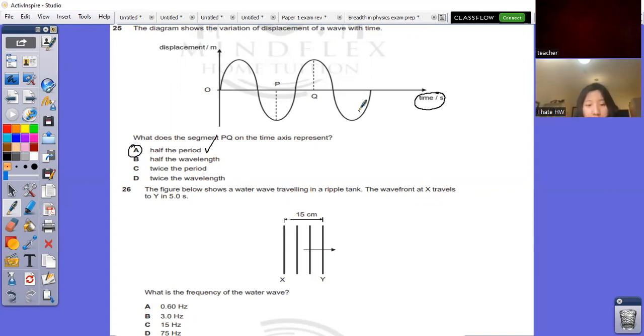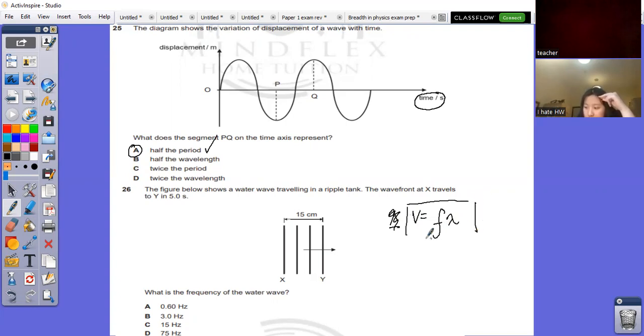Are there any more options? No, just A to D. Is it C? Not quite. So tell me what you did for this one. What was your approach for this one? Oh, I used the equation. Good. And which equation did you use? Yeah, I used V equals lambda F. V equals F times lambda.